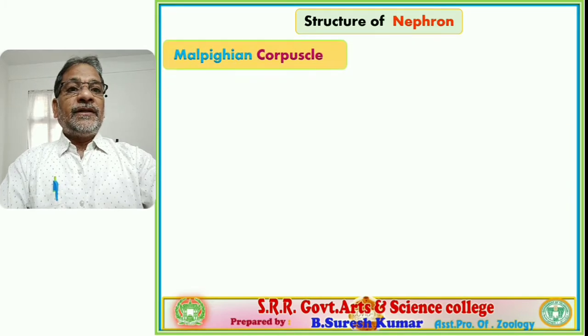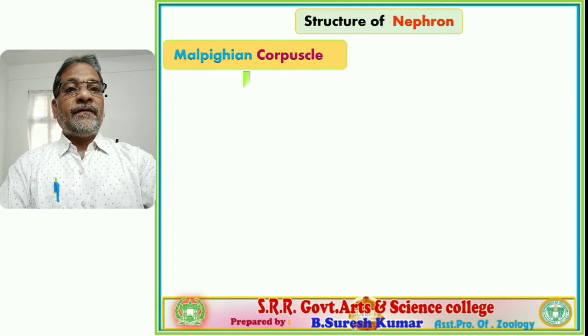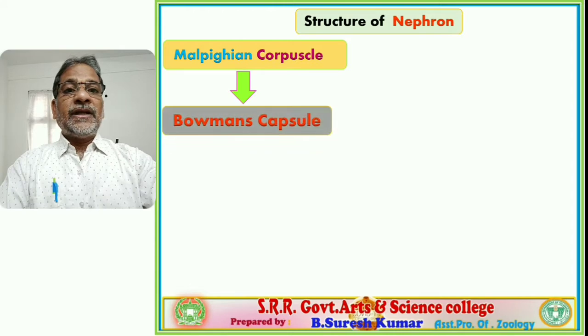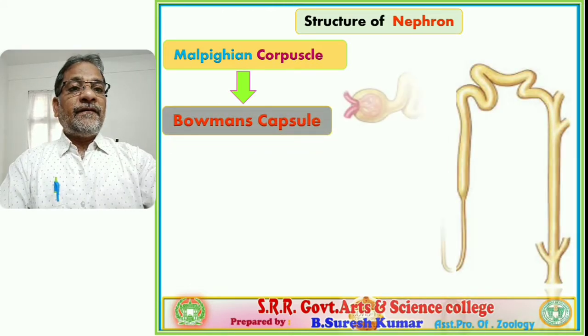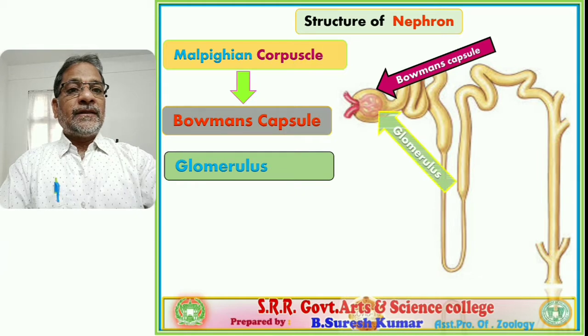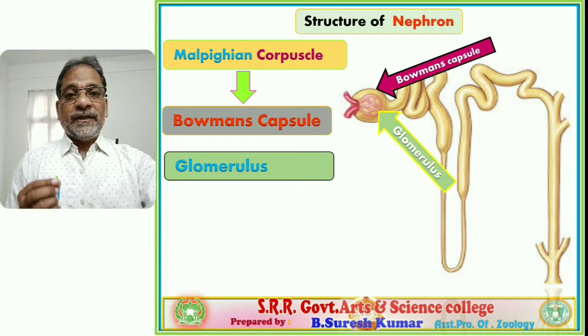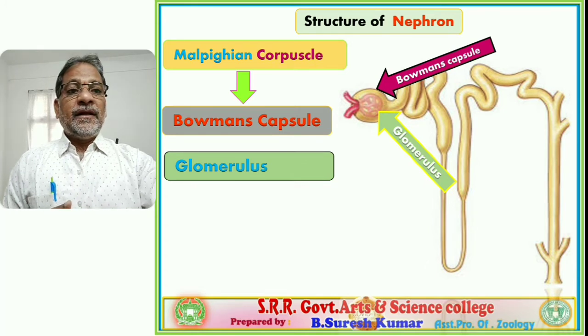If we observe the visual representation of the nephron, let us verify all these components in it. The first is the Malpighian corpuscle. You observe this nephron diagram. That is the Bowman's capsule and then the glomerulus. So the Malpighian corpuscle includes two components: the Bowman's capsule and the glomerulus. You have to identify these two components in the diagram.